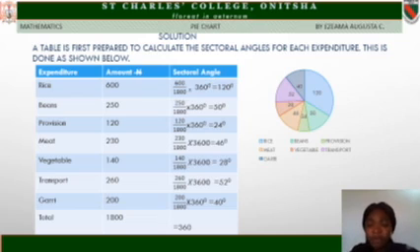You use a pair of compass and your protractor to measure angles, from the measurement of angles that we've done before. You measure angle 120 for rice, measure angle 50 for beans, measure angle 24 for provision, measure angle 46 for meat, and measure angle 28 for vegetable, and angle 52 for transport, and angle 40 for garri. So those colors represent the angle being indicated there.